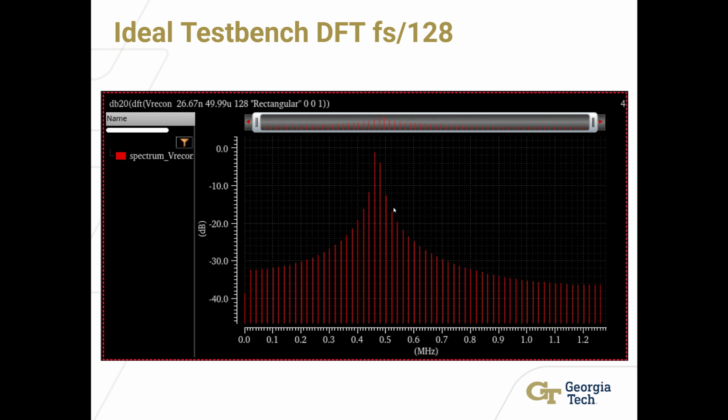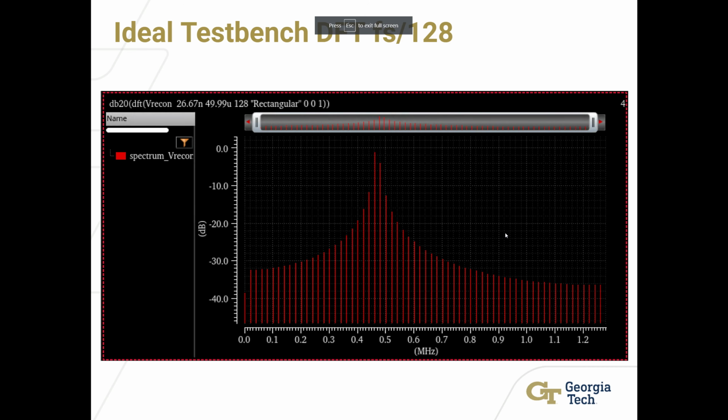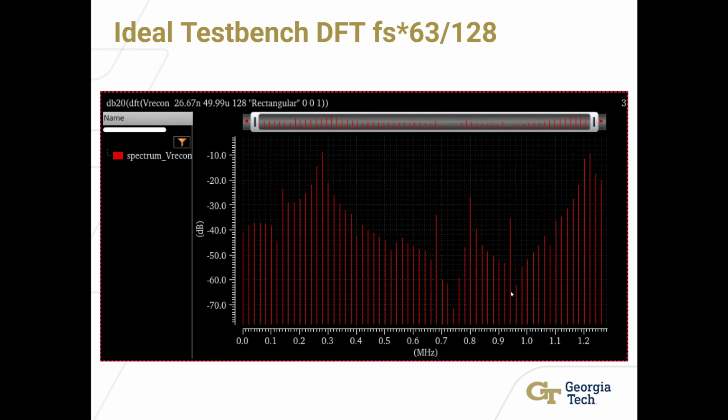But then when we try to run the DFT, with FS over 128, this is what we get. We know this isn't exactly right, but we think it's something to do with the DFT alignment. We're still working on trying to get this to be, I think, 85 dB for the SNR. Right now this is giving us, I think, like 47 dB for SNR. And a similar thing happens when we change the input frequency to FS times 63 over 128. I think we're still working on getting the DFT alignment right for this part, so we're not 100% sure on that.